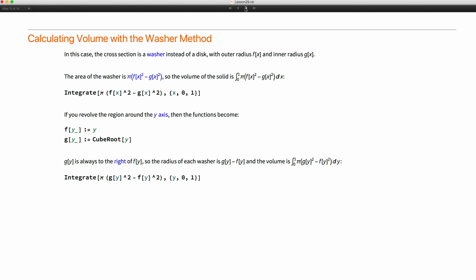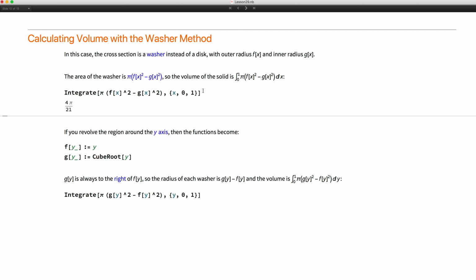So what you do is, you remind yourself that now each cross-section is like a washer, because it's got a kind of outer and inner radius. So that's the area of this washer. You work out the integral for the volume, and that's the method for finding the volume using the washer method. But of course, you might have liked to go around the y-axis, in which case you do just the opposite. You write f and g as functions of y, and then do a similar integral to get back the answer.